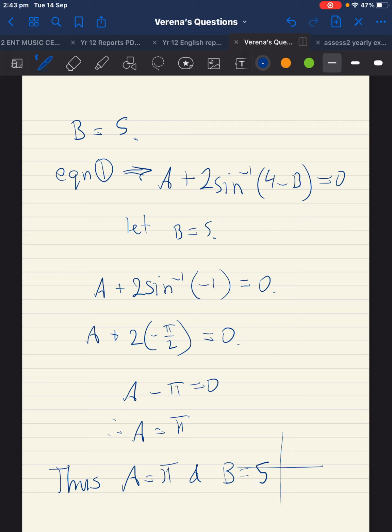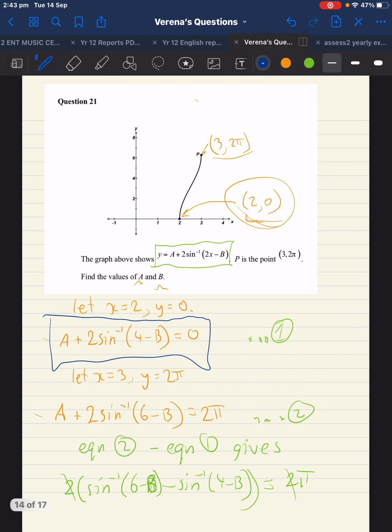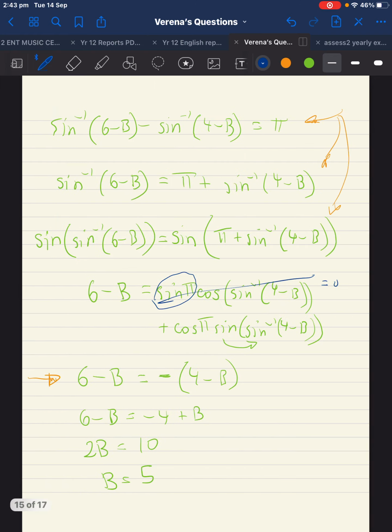So, certainly not an easy question, but ultimately it was a case of sub in the 2 points that you were given, which gives you 2 equations, and then you're just solving simultaneously. What made it a little bit challenging was that when solving simultaneously, you ended up with an equation which was an inverse trig equation, right? So, yeah. Anyway, a little bit interesting.